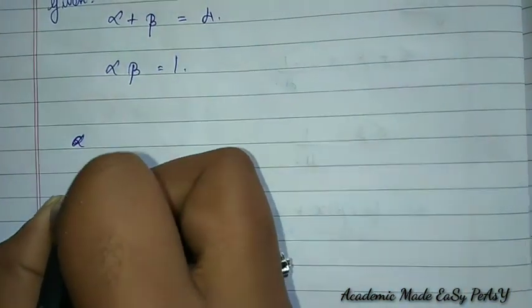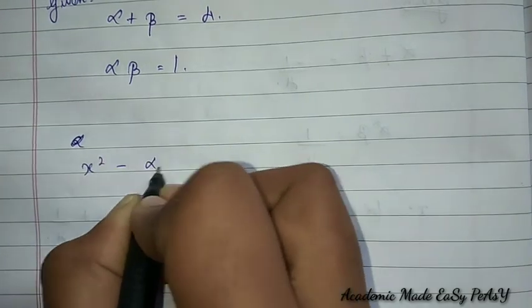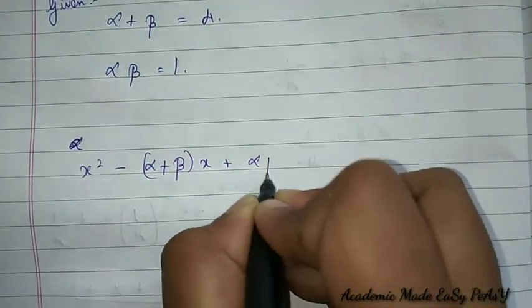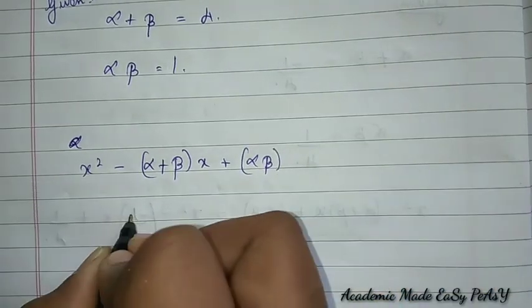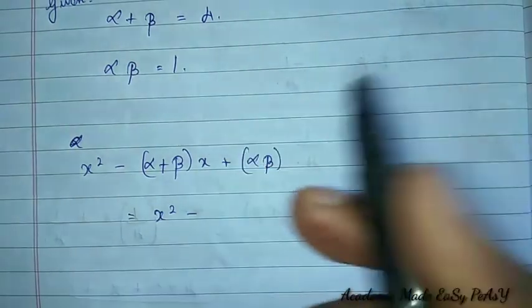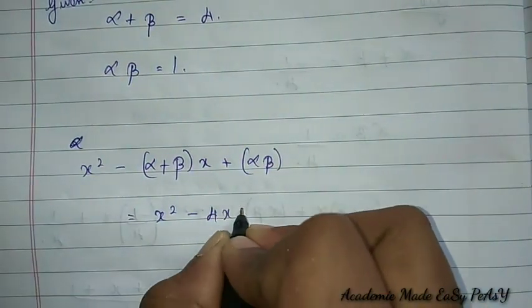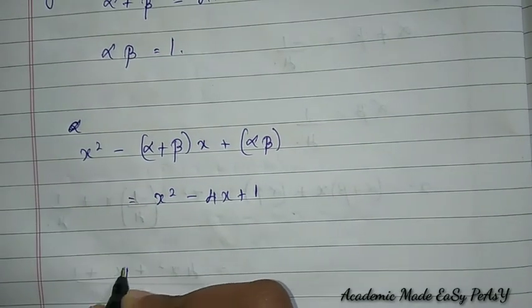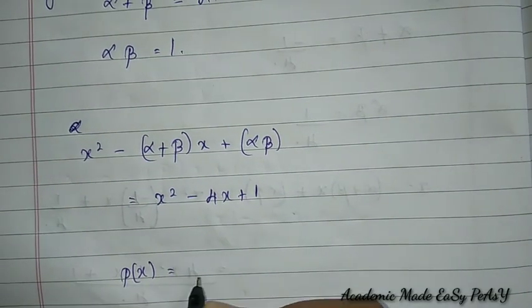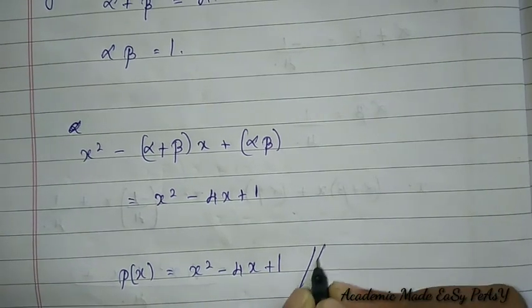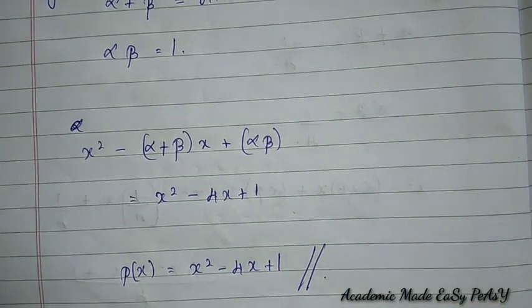What is the general form now? x square minus (alpha plus beta) into x plus alpha into beta. So this will be x square minus, what is alpha plus beta? 4. 4x plus alpha into beta, which is 1. So the required p of x is equal to x square minus 4x plus 1. This is the required polynomial.